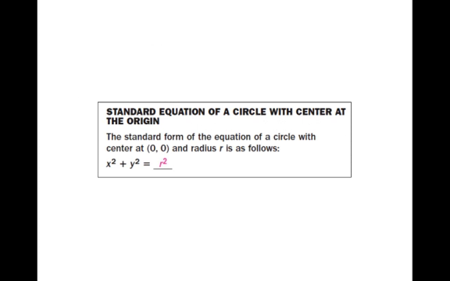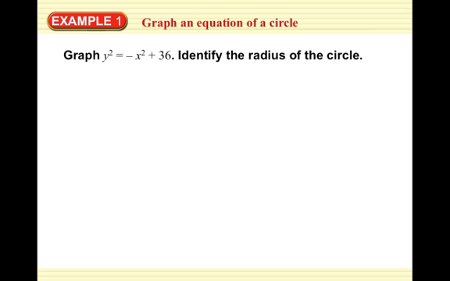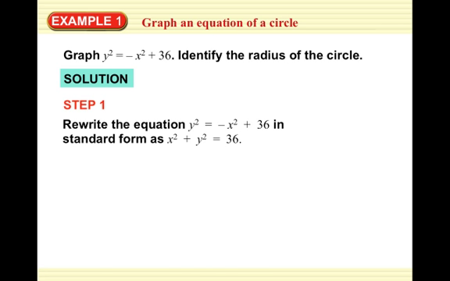So the standard equation of a circle with center at the origin (0, 0) is, in standard form, x squared plus y squared equals r squared, where r is the radius, and again the origin, the point (0, 0), is the center. We're going to graph y squared equals negative x squared plus 36, and identify the radius of the circle. Well, we need to put it in standard form. So we would add x squared to both sides and write it as x squared plus y squared equals 36.